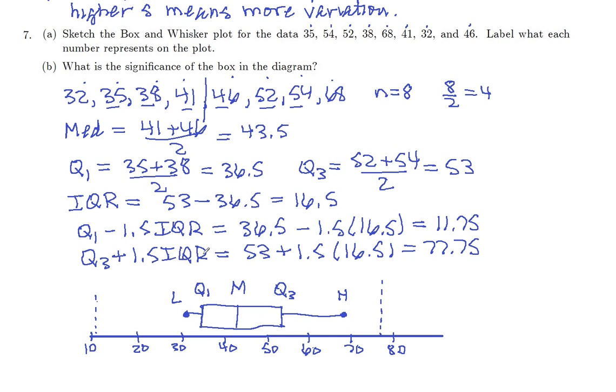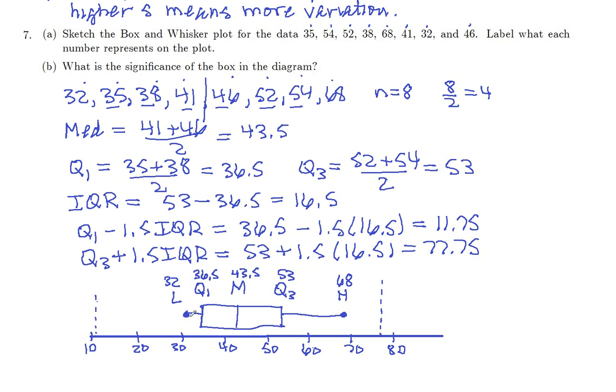So your 5-number summary is low, first quartile, median, third quartile, high. And those numbers are the 32, the 36.5, the 43.5, and let's see, 53 is Q3, and then our high is 68. So there's our box and whisker.